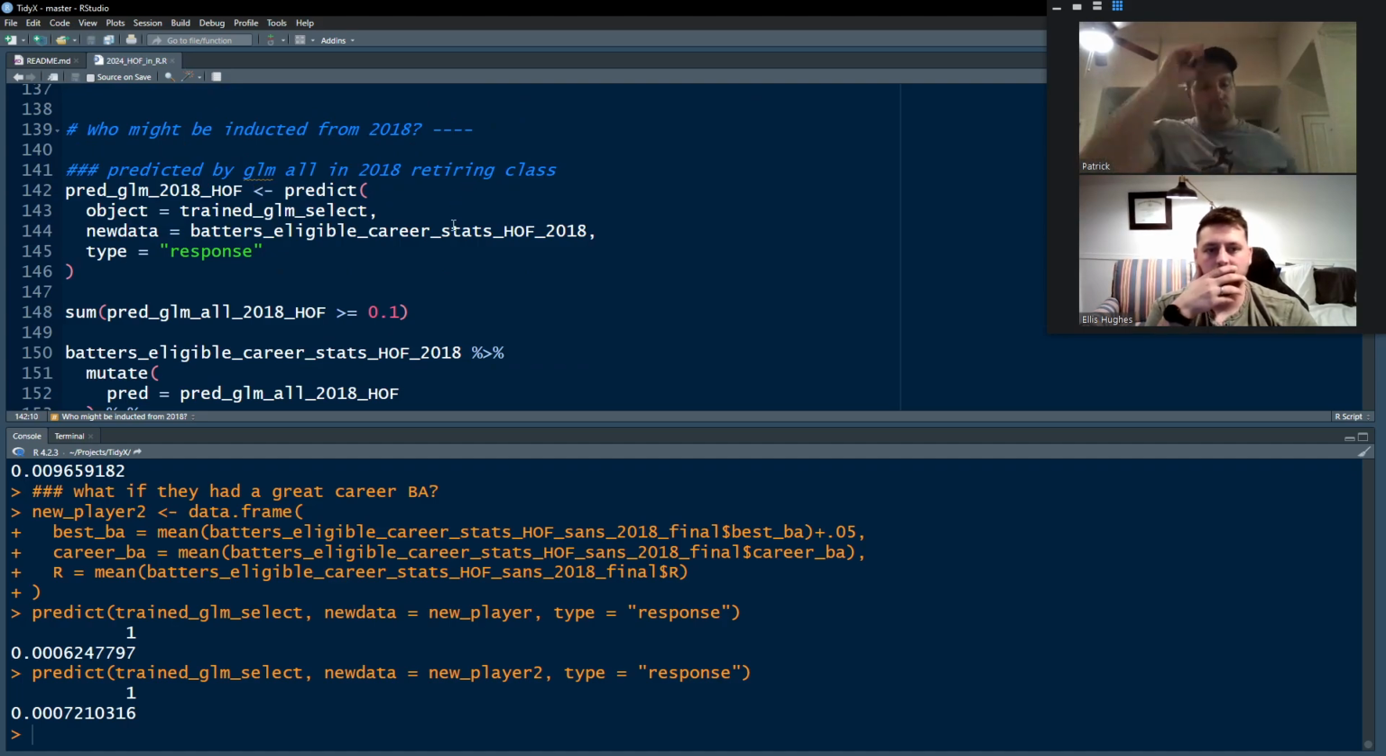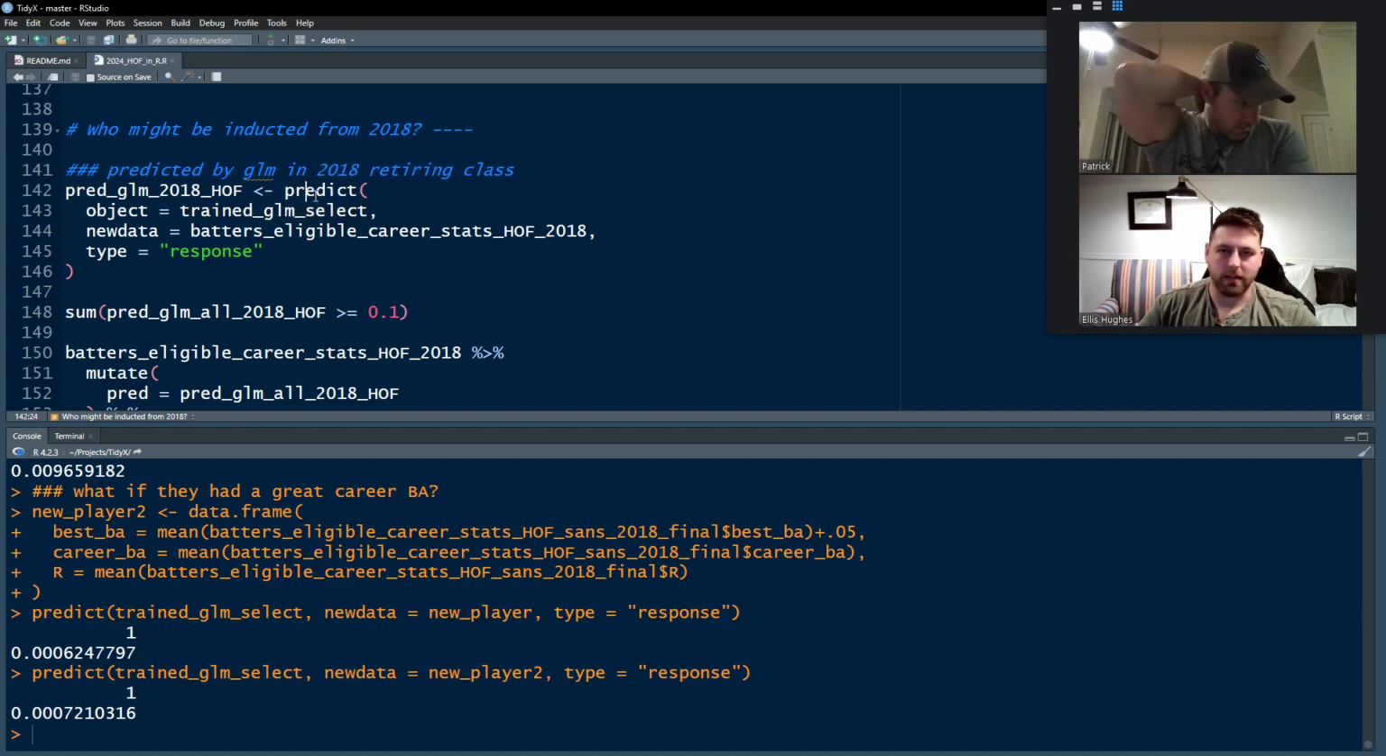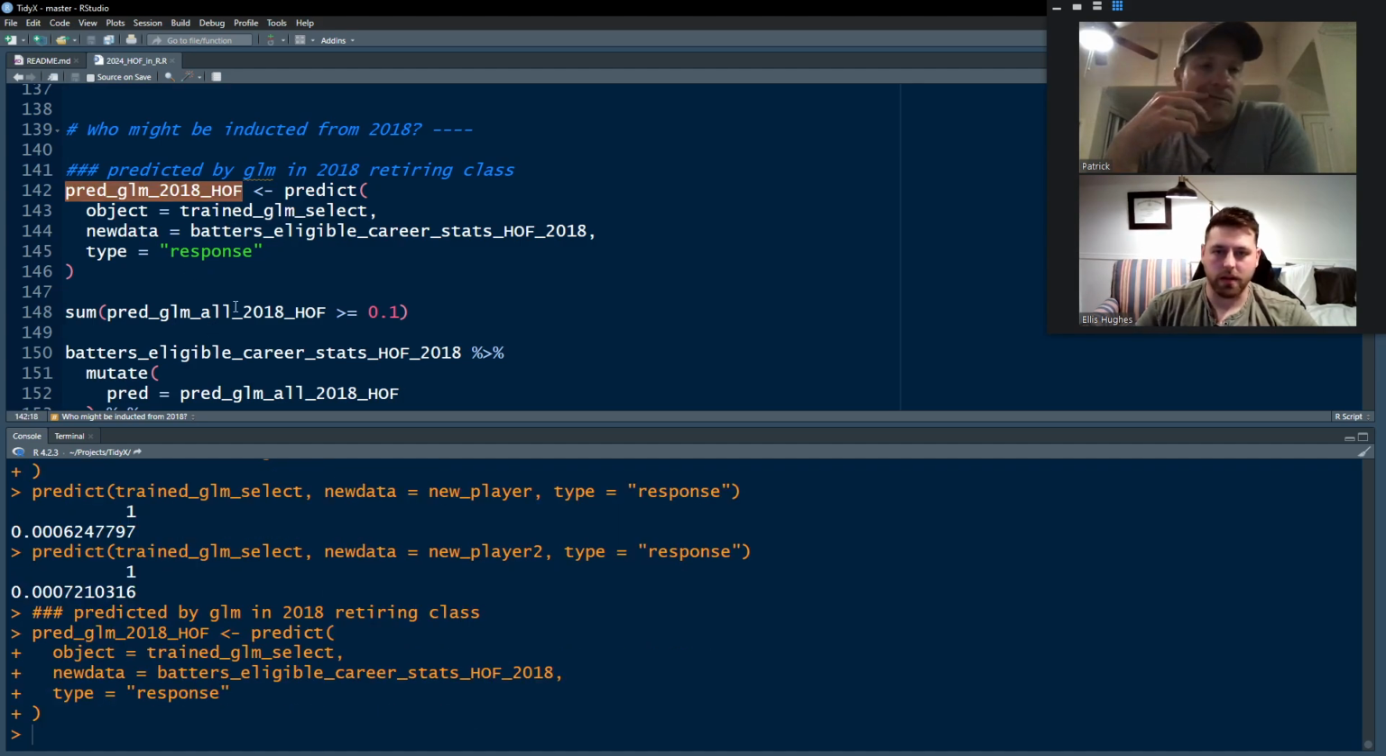Let's do this. So y'all may remember this Batters Eligible Career Stats Hall of Fame 2018. These are the new set of people that are available as of this year to be voted into the Hall of Fame. So we're going to take this trained GLM select, as we did earlier. You may have just seen me update it. That was because we were looking at some other stuff before recording this. So we're going to be predicting on the 2018 folks.